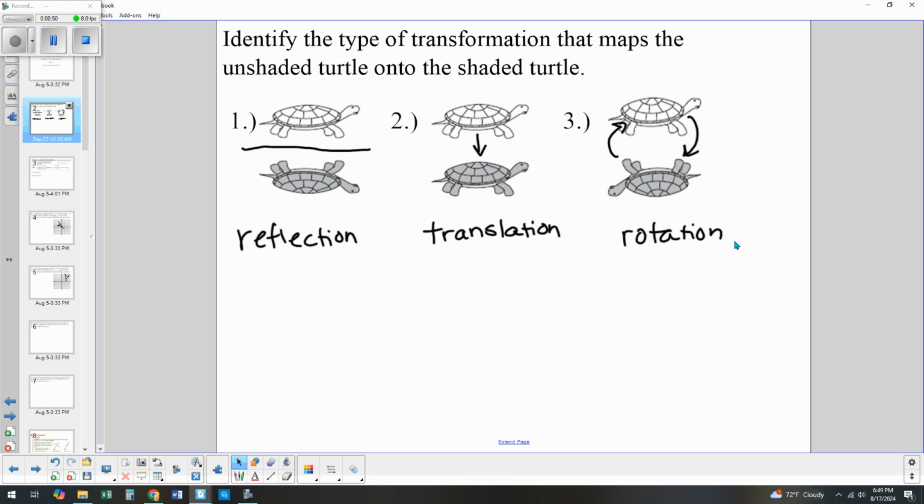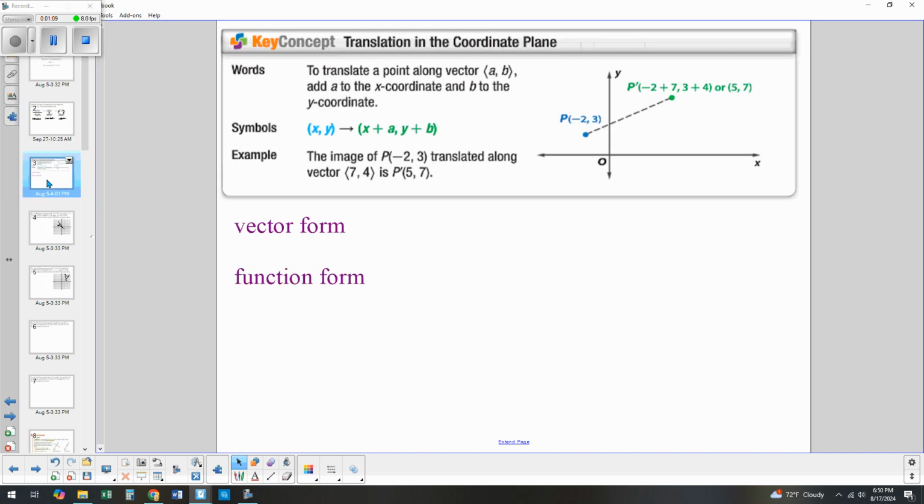These three transformations are all considered congruence transformations, which means that the beginning picture and the ending picture are exactly the same. They're just located in a different place or orientation than how we started. In today's lesson, we're going to focus on these first two, reflection and translation. So we're going to start with translation.